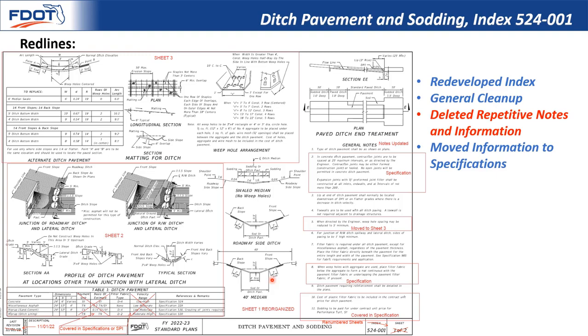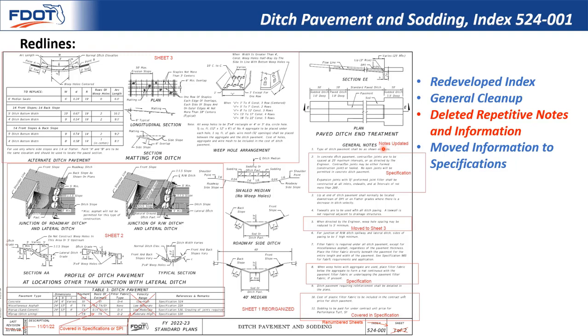We reorganized the index for clarity and to reduce clutter. Moved the joint language to the specifications, which should help clarify the process for construction of joints for slope pavement and ditch pavement. Here on Sheet 1, we reorganized the notes and details. Updated the notes to make them plain language and clarify any hard to comprehend language.